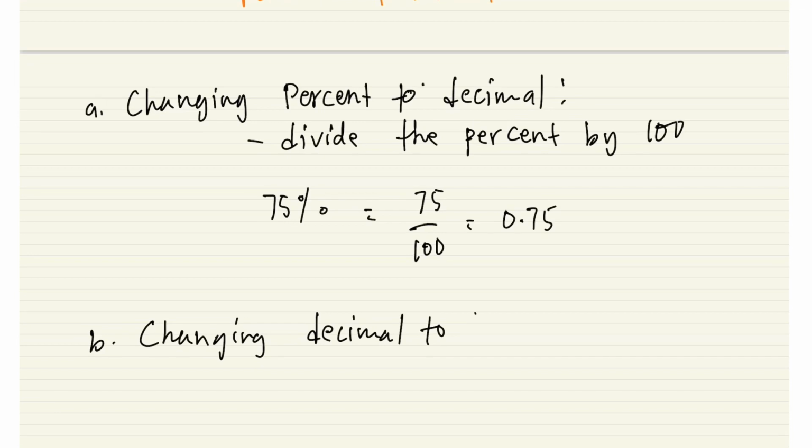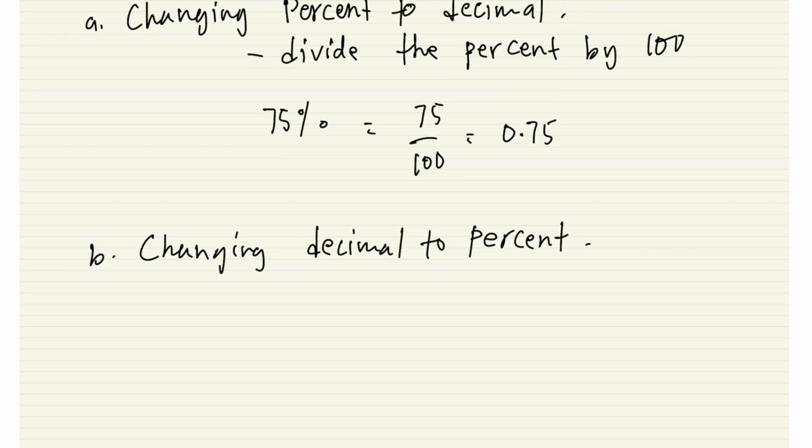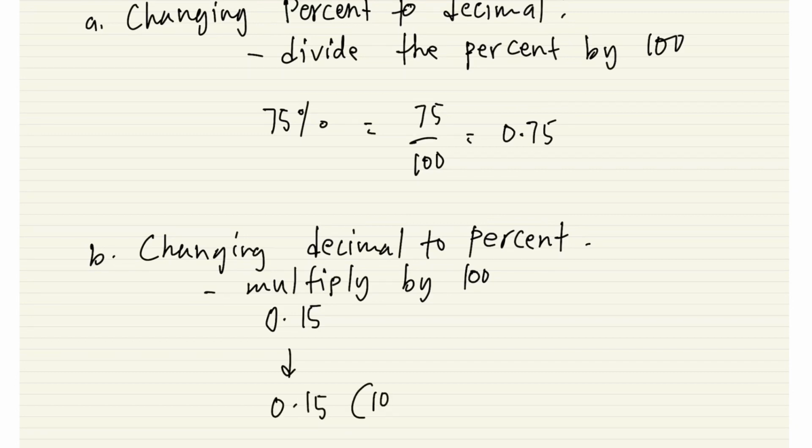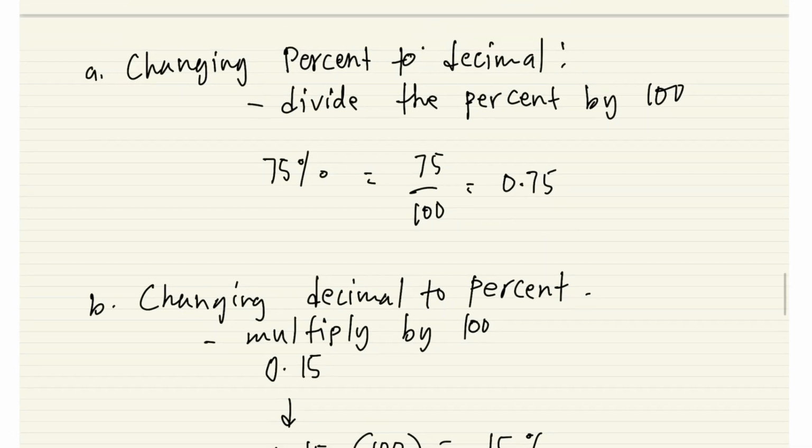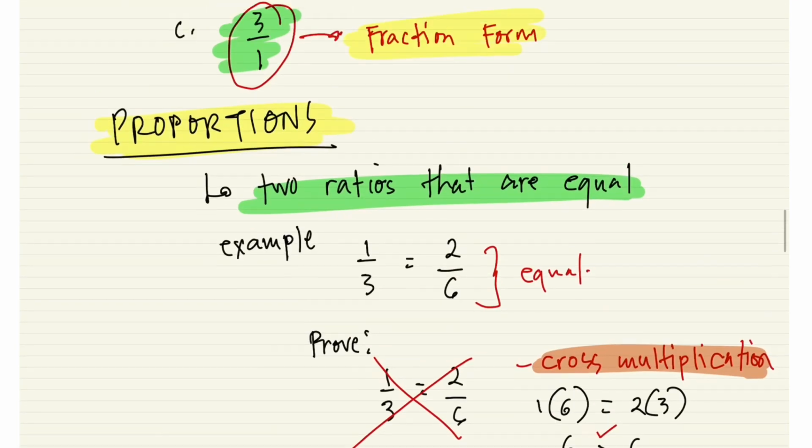Now, another thing is when we do changing decimal to percent. All right. So if you have, for example, let's say 0.15. So what you do is you multiply by 100. All right. So therefore, if we have here 0.15 times 100, the answer would be 15%. Okay. So that's the use of percent and decimal to fractions.